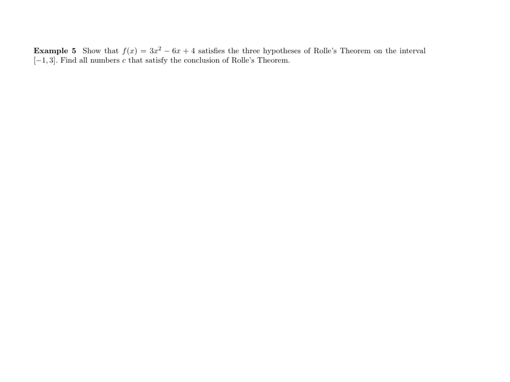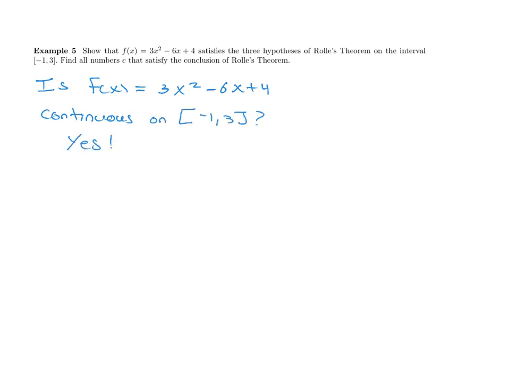In example 5, let's show that the function f of x equals 3x squared minus 6x plus 4 satisfies the 3 hypotheses of Rolle's theorem on this interval. And once we know it does, we're going to find all numbers c inside this interval that satisfy the conclusion of Rolle's theorem. So for Rolle's theorem to be true, we have to ask, is f of x, which equals 3x squared minus 6x plus 4, continuous on the interval from -1 to 3? And the answer, of course, is yes. It's a polynomial. Polynomials are continuous everywhere.